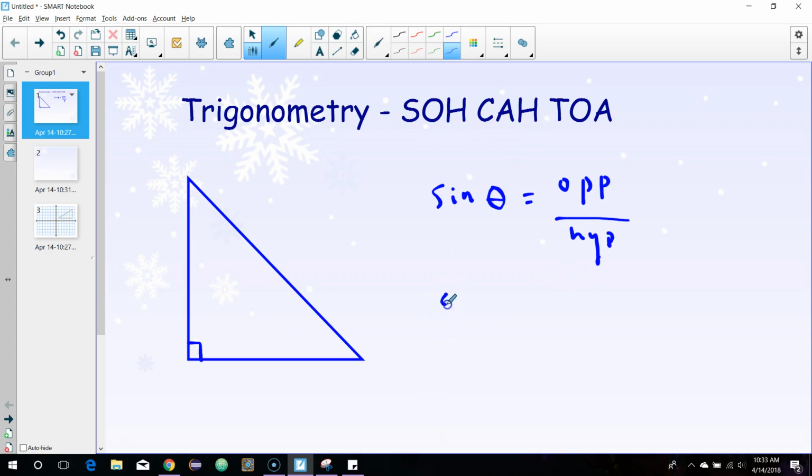Cosine theta is equal to the adjacent. That's why we have the A over there. Adjacent over H, the hypotenuse. Finally, tangent theta is going to be opposite over adjacent. So these 3 functions are the basics of this, and are extremely useful.